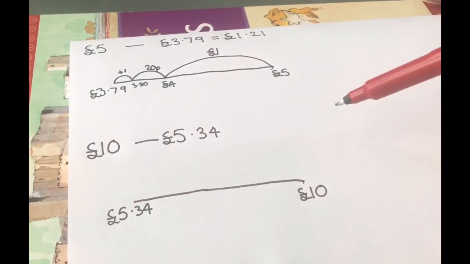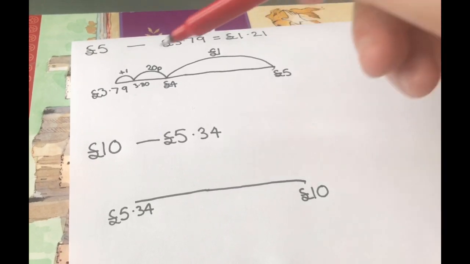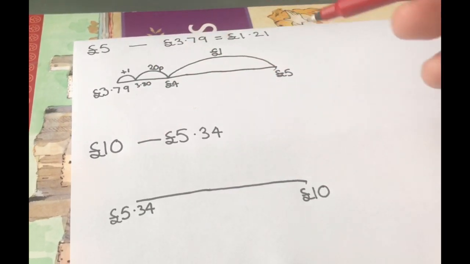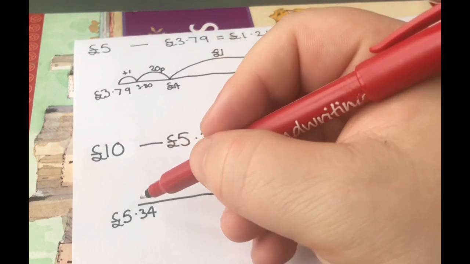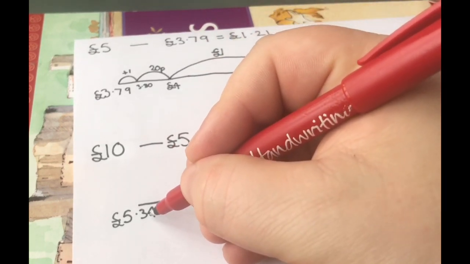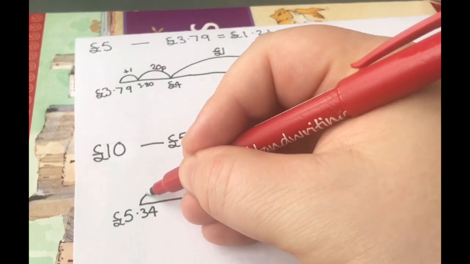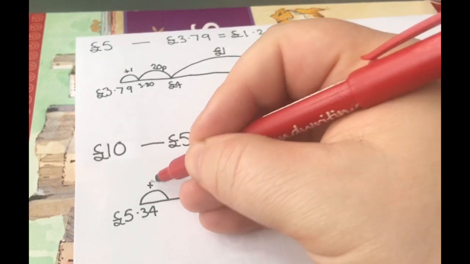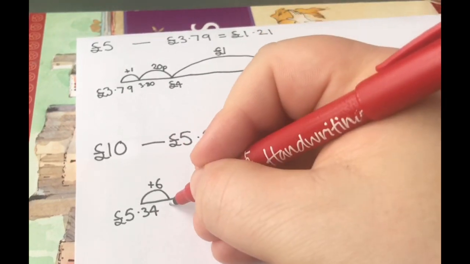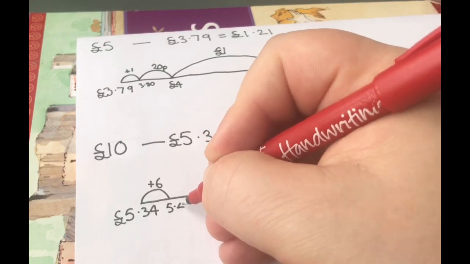And now I'm ready to do it. I can either take away or count on. It's easier to count on. £5.34. So to get to the next multiple of 10, we have to add on 6. Because that takes us to, that's correct, £5.40.